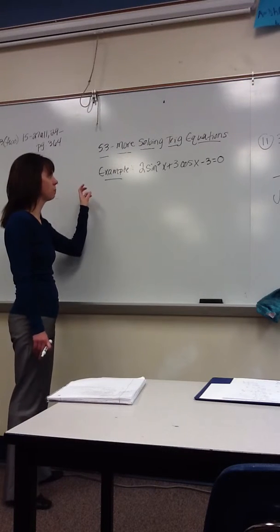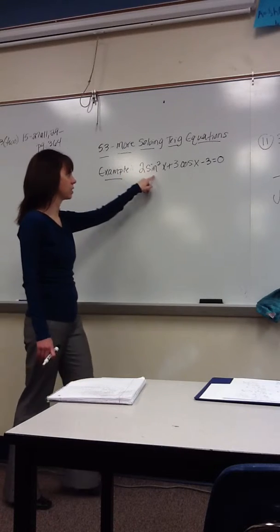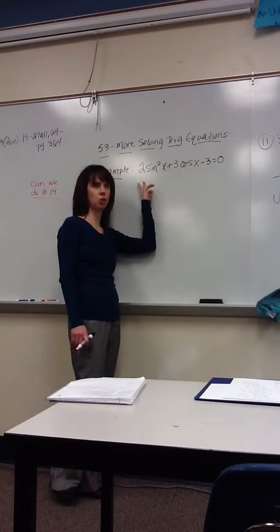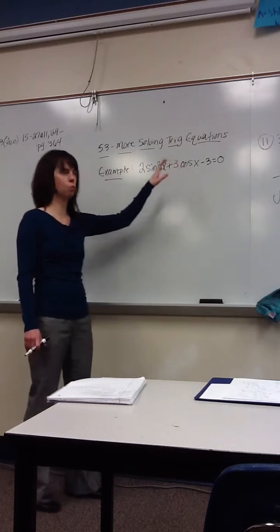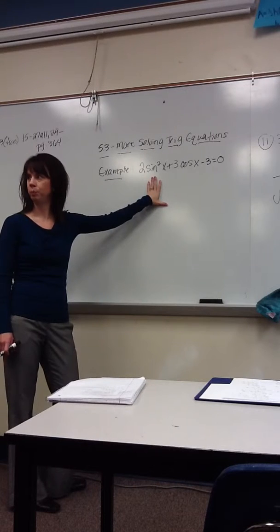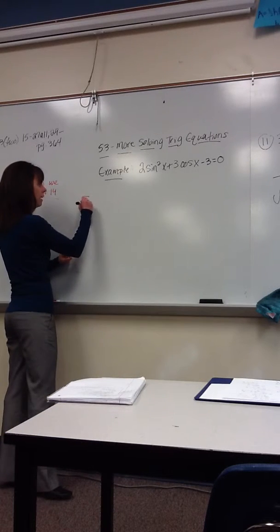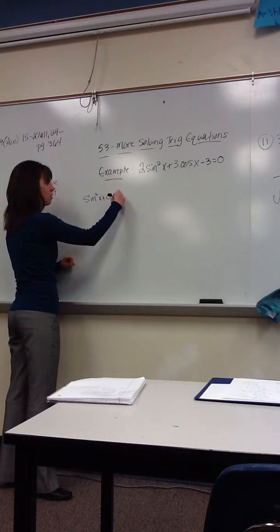Right, one quick example, more on section 5.3. I just want you to recognize that this is a sine value and this is a cosine value and they're showing up in the same equation. You guys really haven't worked with that yet. So what we need to do is write probably the sine squared of x in terms of cosine instead. Remember that the sine squared of x plus the cosine squared of x is equal to 1.